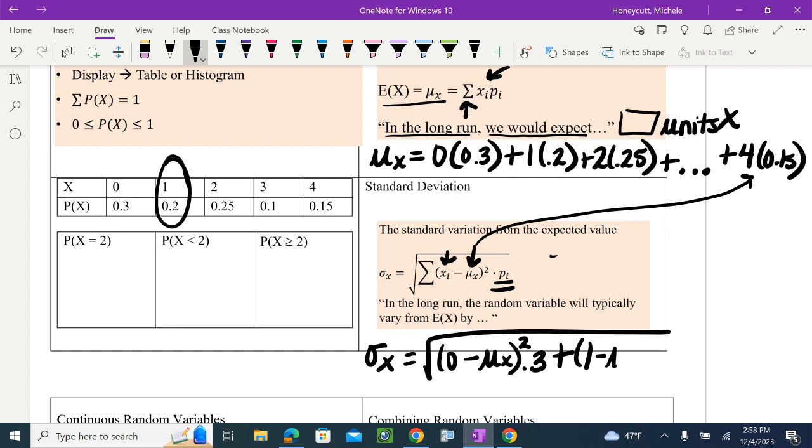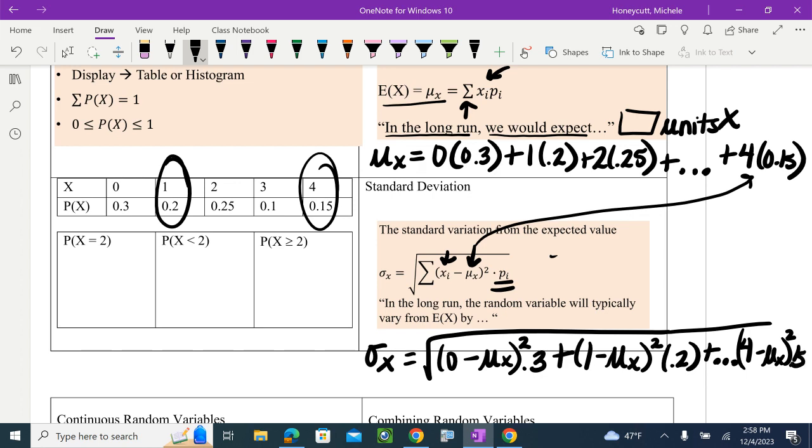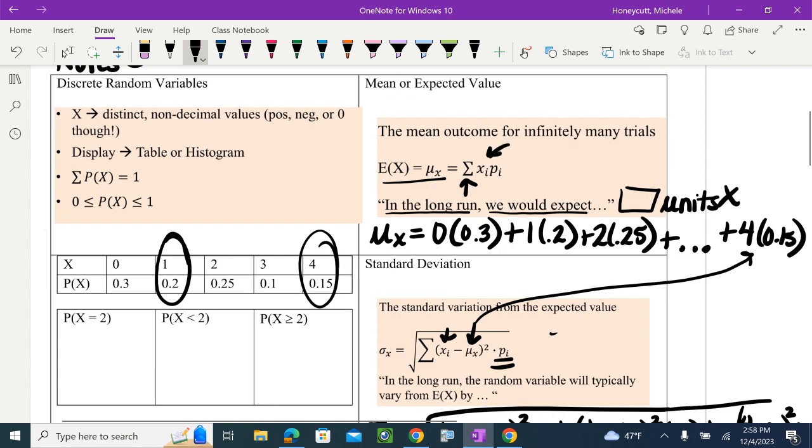1 minus whatever I calculated that mean of x to be, squared, times 2. And you're going to do that for every single value of x and its probability until you get to the end of the table. 4 minus whatever the mean was, squared, times 0.15.